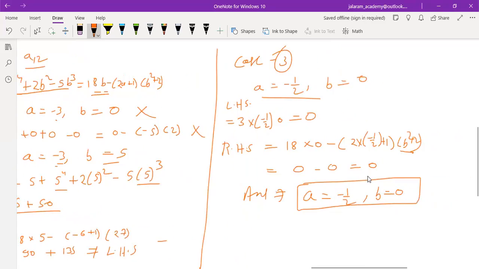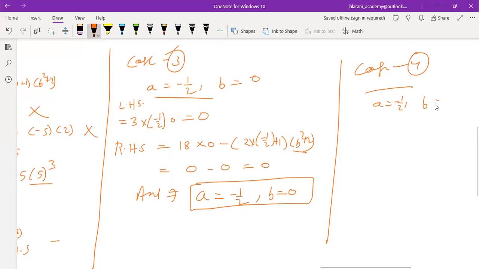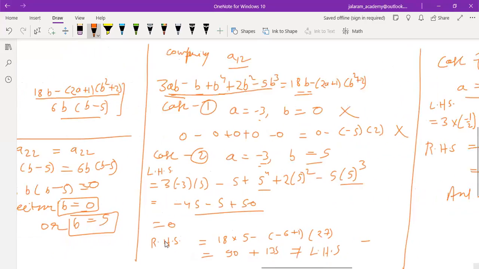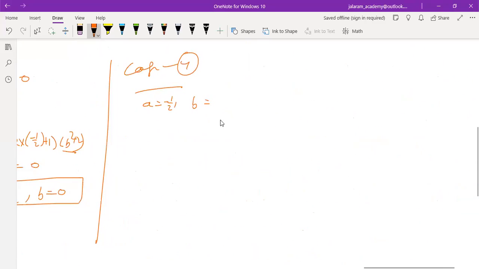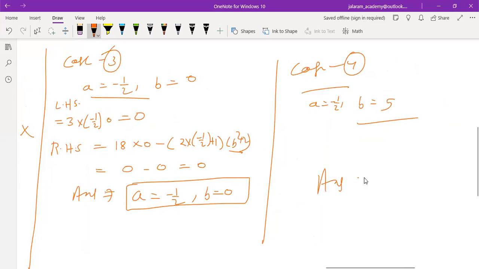And we have to check one more case, and you can check that it is also not giving the correct value. A equals to minus half and B equals to 5, na? Yes. So check for this yourself. So the correct answer is A equals to minus half, it is satisfying all the values, and B equals to 0. And all others are inadmissible. Is that clear to everyone?